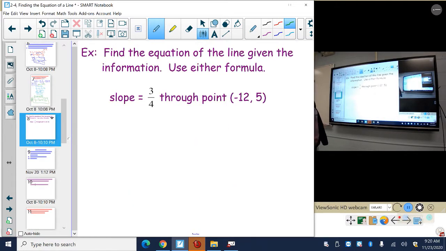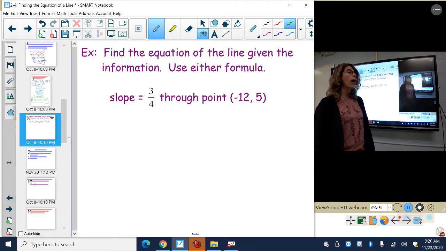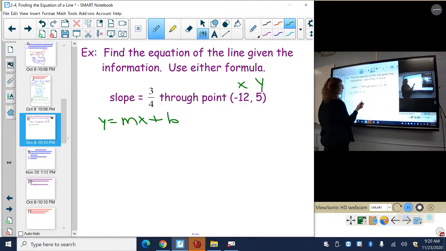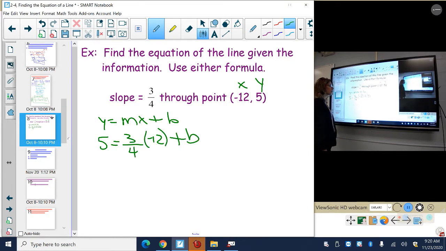Find the equation of the line given the information. Use either formula. And I'm telling you, your slope is 3/4, and it's going to go through the point -12, 5. Okay? So I have y equals mx plus b. Here's x, here's y. Y is 5, m is 3/4, x is -12 plus b. Now, help yourselves out. Do this.